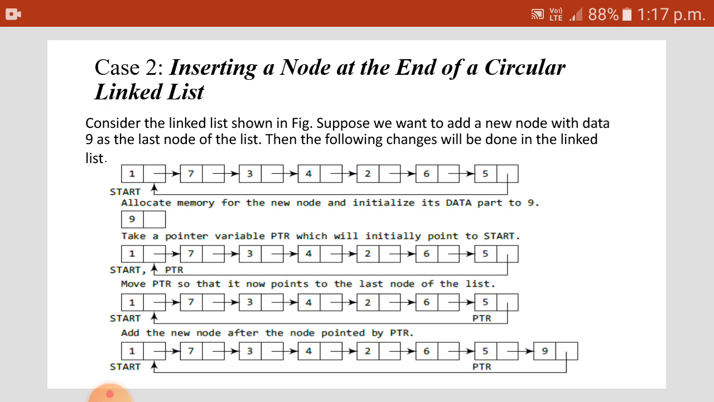Next, allocate memory for the new node and initialize its data part to 9. Take the pointer variable ptr, which will initially point to start. Move ptr so that it now points to the last node of the list. Add the new node after the node pointed to by ptr. Finally, we get a new circular linked list with the new node.